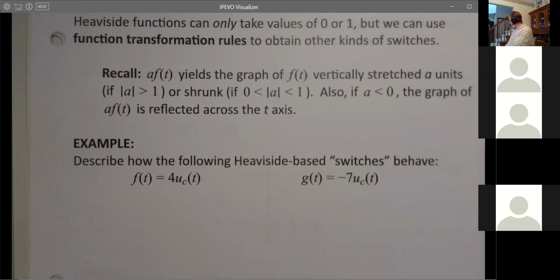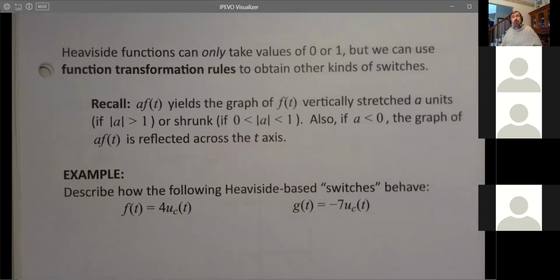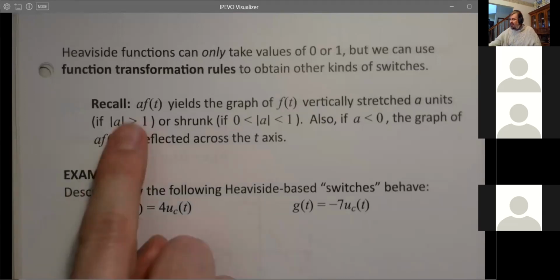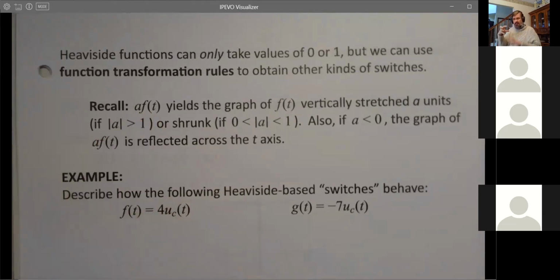So the Heaviside function only takes values from 0 to 1, but we can use function transformation rules. Remember those rules from pre-calc where it's f of x minus 3 that shifts the function over 3 units to the right, or f of x plus 2 that shifts it 2 units to the left. Do you remember those days? Yeah, this is what you were learning it for, is we want to be able to think of anything times a function yields a graph that's vertically stretched. But if you manipulate the inside of the function, that's horizontal, right?